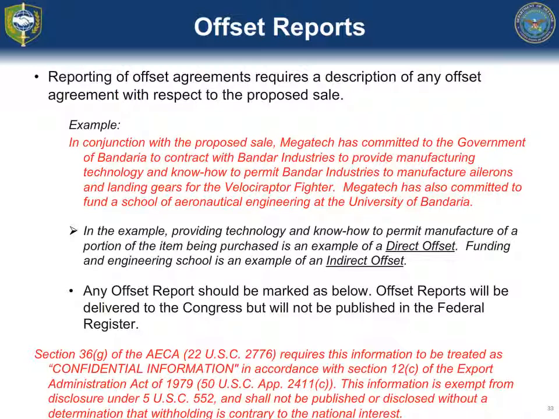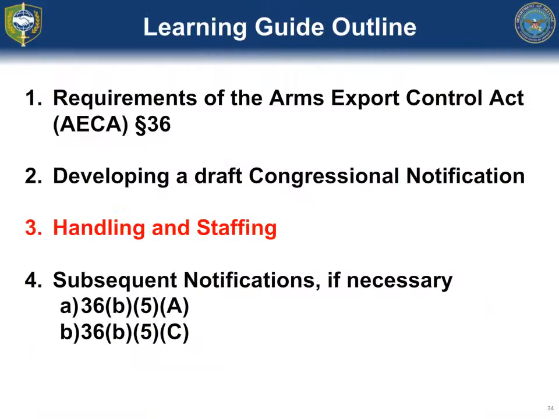But there's an indirect offset here too. Megatech has committed to fund a school of aeronautical engineering at the University of Bandaria. That is an indirect offset. It's not related directly to one of the items being sold. So those costs are offset costs and the contractor should be estimating them and building them into the unit cost of the fighter. Again, any offset report has to be marked as below, and it'll be delivered to Congress, but won't be published in the Federal Register. There is one other type of report that is required with some notifications, but it's done entirely by State, and I'll mention that a little later.